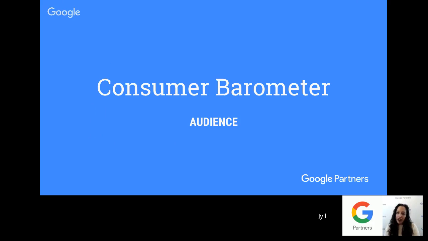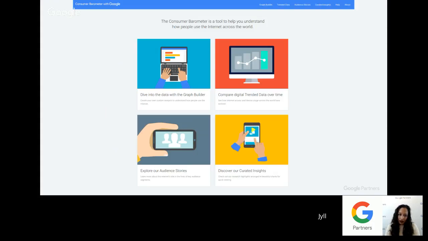All right, so we just found out some interesting category insights about dogs and cats using Google Trends. Now we're going to flip over to get audience insights from Consumer Barometer. So at consumerbarometer.com, there are 4 different things you can go to. Here's what it would look like on a desktop. There's the graph builder, which we'll focus on today. And then there's also trended data, audience stories, and curated insights. Here, experts at Google have combed through the data and pulled out insights for you. We're going to go to an intermediate level and pull out some of our own insights today with Graph Builder.